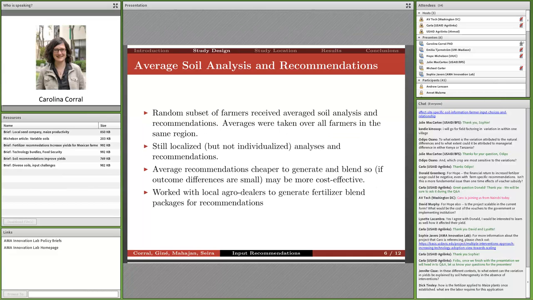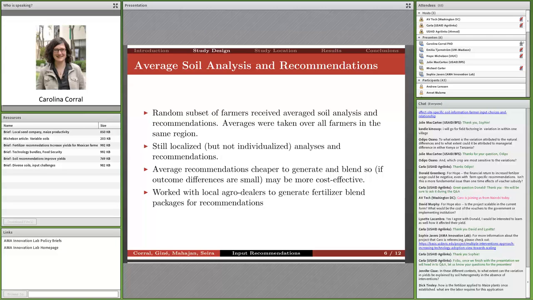So when I was talking about this average soil analysis, we have this situation where the government, for example in Kenya, is offering blanket recommendations. The same is true in Mexico. The government is offering blanket recommendations to the farmers. So what we are trying to do is improve this blanket recommendation and be more precise about what the level of aggregation of soil analysis should be.